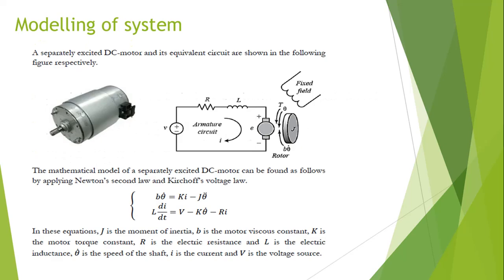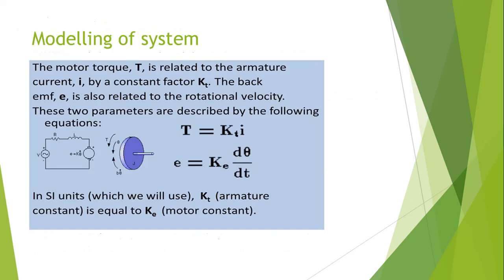For modeling the system, we'll consider the electric equivalent circuit of the armature and the free body diagram of the rotor. The input to the system is taken as the voltage source applied to the motor's armature and the output as the rotational speed of the shaft. The rotor and the shaft are assumed to be rigid.